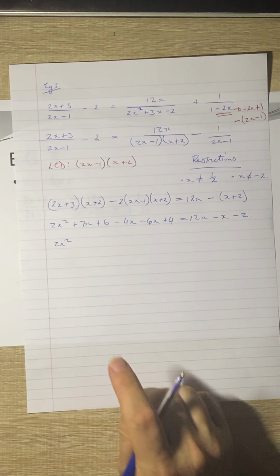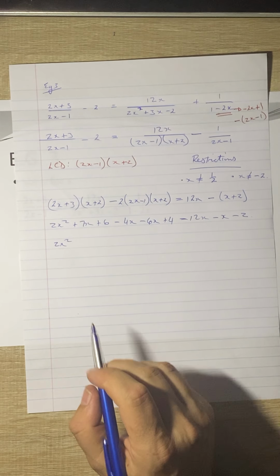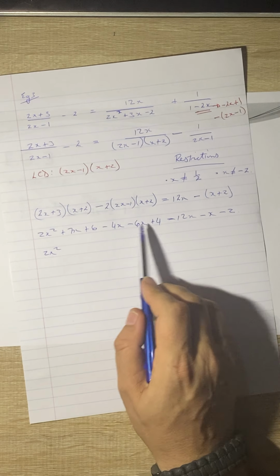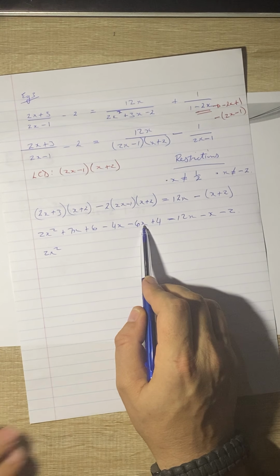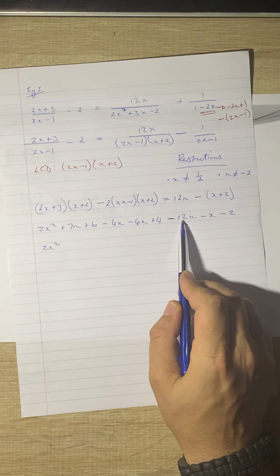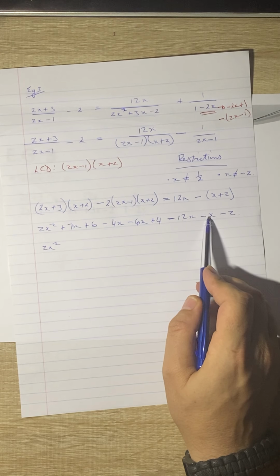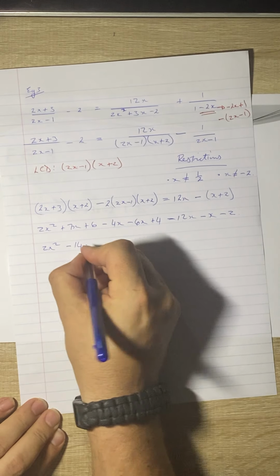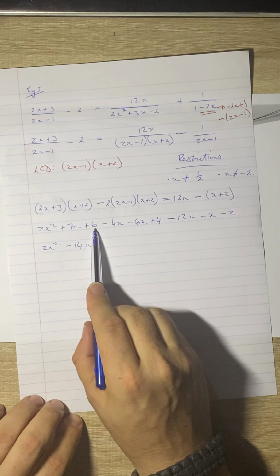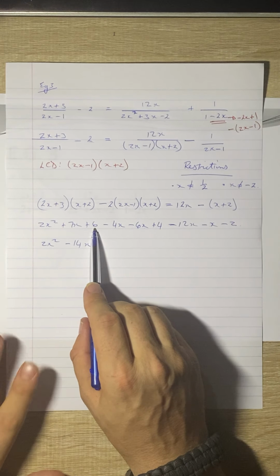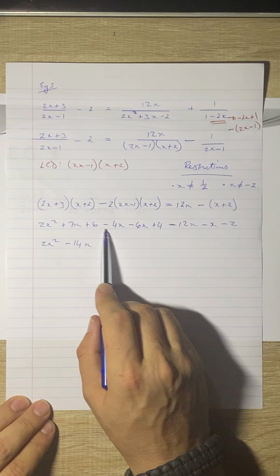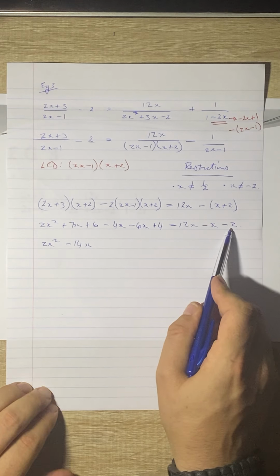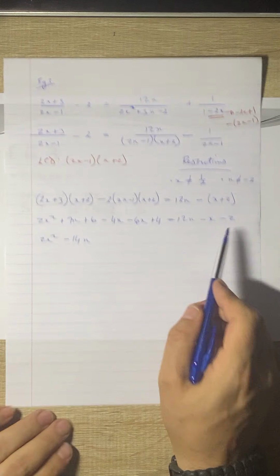Okay, so we have here 7 minus 4 minus 6 minus 12 plus 1. And we get minus 14x. Okay, now I'm going to do the numbers. So we've got 6 plus 4 plus 2. And we get 12.